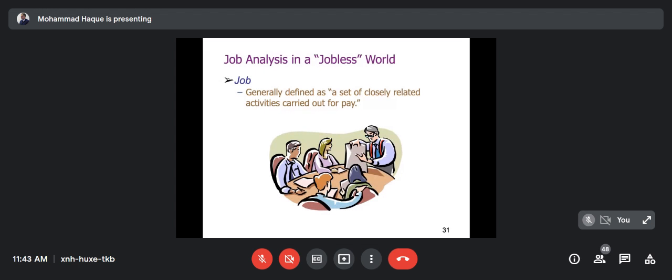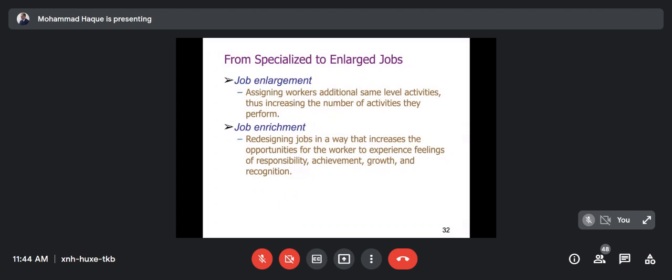Now, in a jobless world, job analysis is defined as a set of closely related activities carried out for pay purposes. But we are finding that that is not relevant for us here. There are certain terms we must be familiar with. We have 2 terms called job enlargement and job enrichment. Now, job enlargement, as we could see, is assigning workers additional same level responsibility, right?